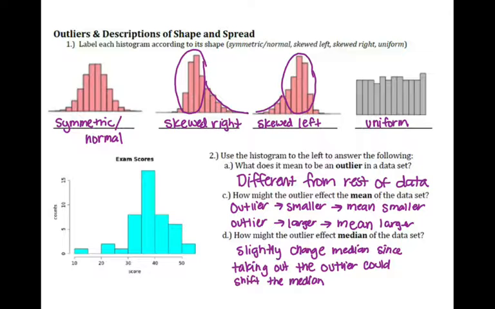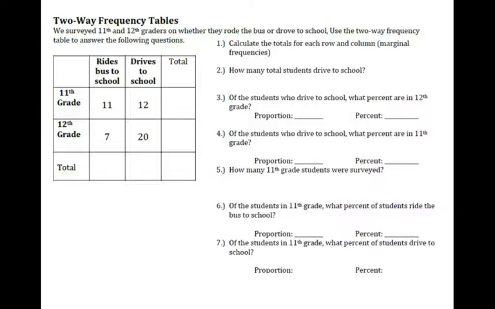All right. Next up, two-way frequency tables. So let's say we surveyed 11th and 12th graders on whether they rode the bus or drove to school. Use the two-way frequency table to answer the following questions. Calculate the totals for each row and column. These are your marginal frequencies.